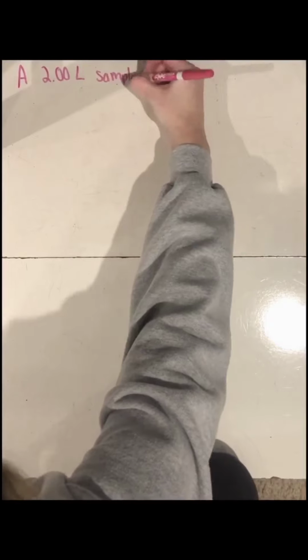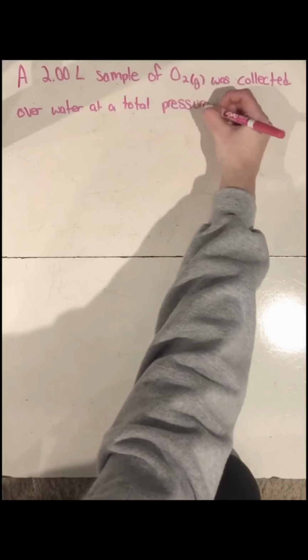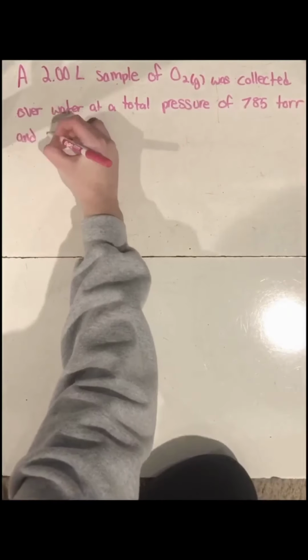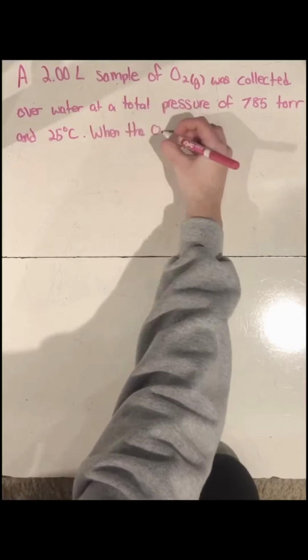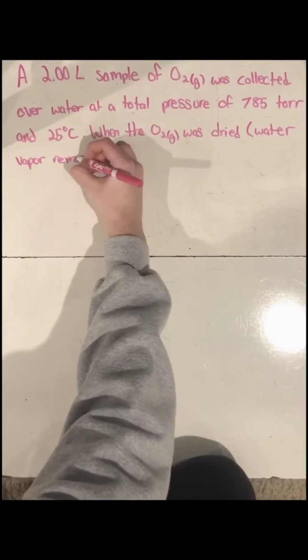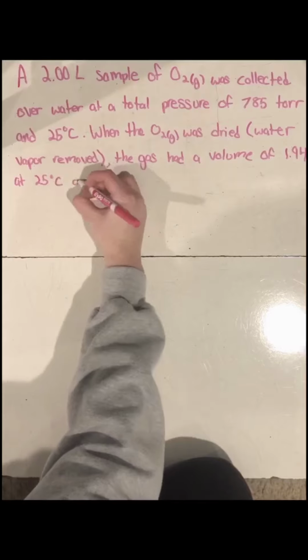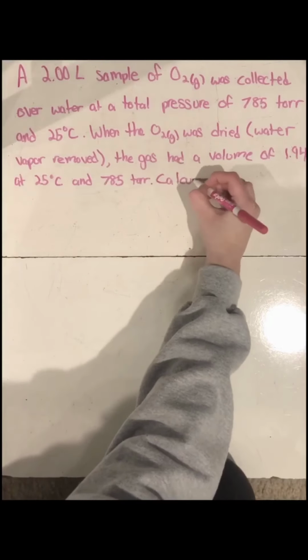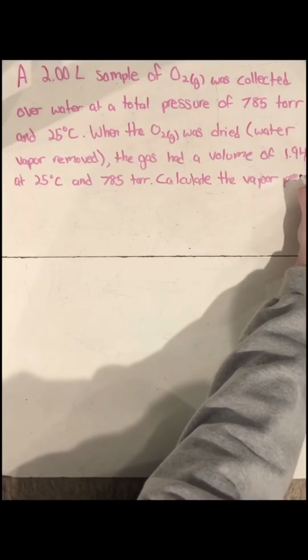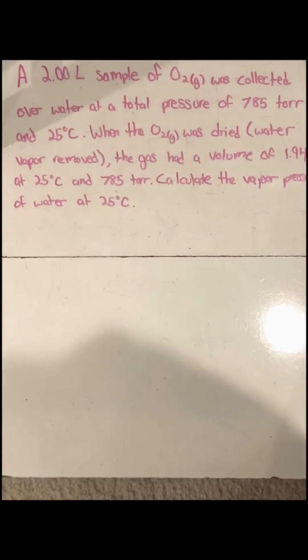A 2-liter sample of O2 gas was collected over water at a total pressure of 785 torr and 25 degrees Celsius. When the O2 gas was dried, water vapor removed, the gas had a volume of 1.94 liters at 25 degrees Celsius and 785 torr. Calculate the vapor pressure of water at 25 degrees Celsius.